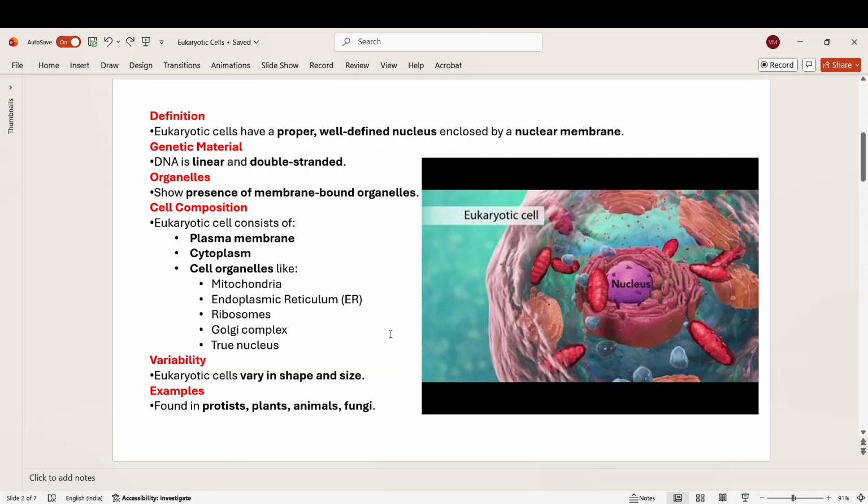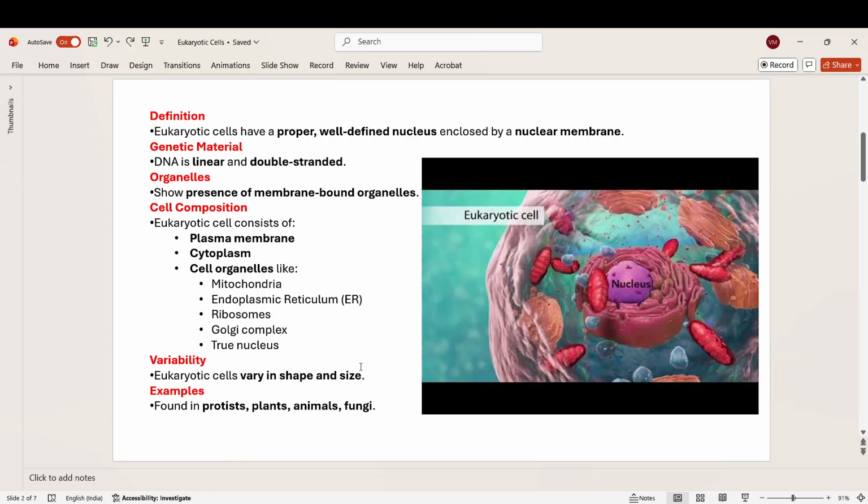Eukaryotic cells vary a lot in their shape and size depending on their function. For example, a nerve cell looks very different from a plant leaf cell. You will find eukaryotic cells in protists, plants, animals, and fungi.